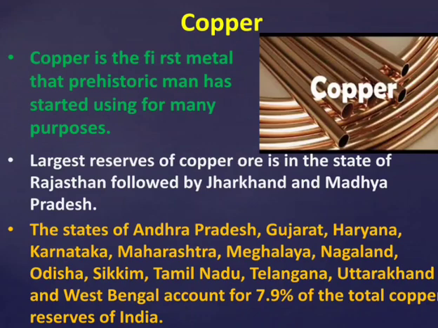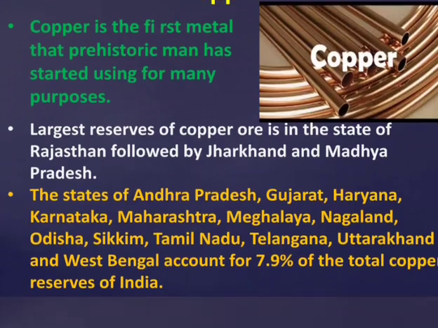Rajasthan leads in the production of copper in India, followed by the states of Jharkhand, Madhya Pradesh, Karnataka, Telangana, Andhra Pradesh and Tamil Nadu. Copper is a good conductor of electricity, so it is used in electrical machinery.